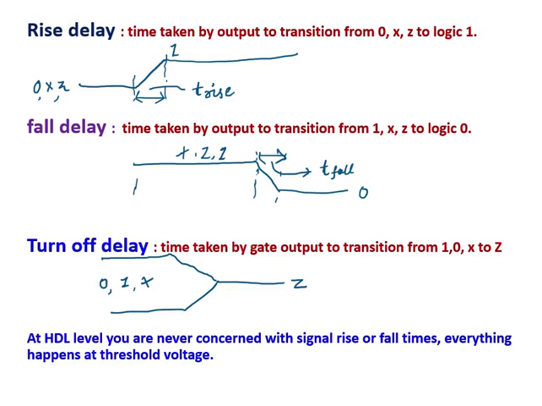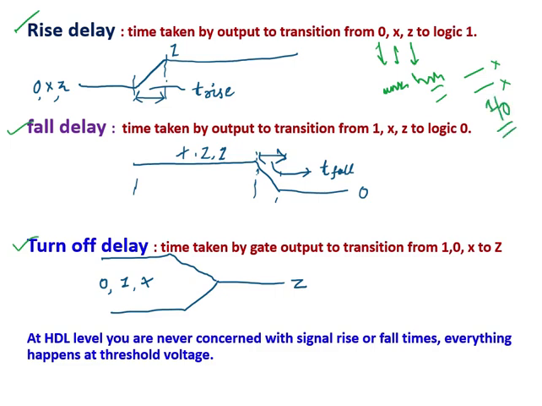Then there are the rise delay, fall delay, and turn off delay. What is rise delay? Rise delay is the time taken by the output to transition from 0, X, or Z to logic 1. 0 means logic 0, X means an unknown value, and Z means high impedance. High impedance means it is not connected to anything, so it is floating. It can be 1 or it can be 0.